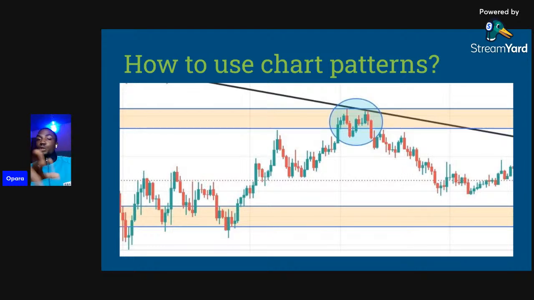This is a clear example of a double top. And what happens after a double top? A double top is an indication that there's going to be a trend reversal. Don't worry, if you go back to your chart, a double top means there's going to be a trend reversal. So look at it.